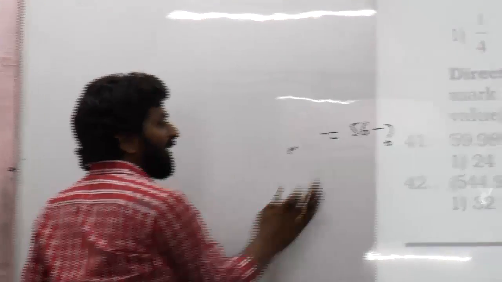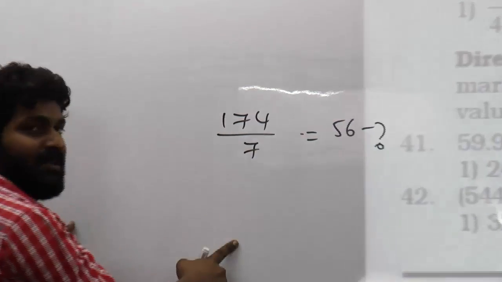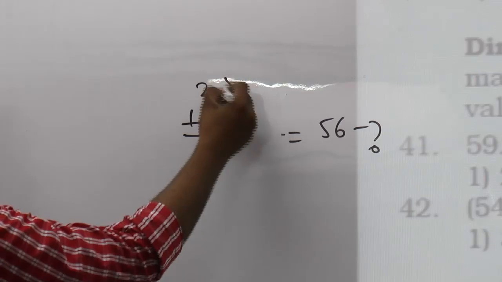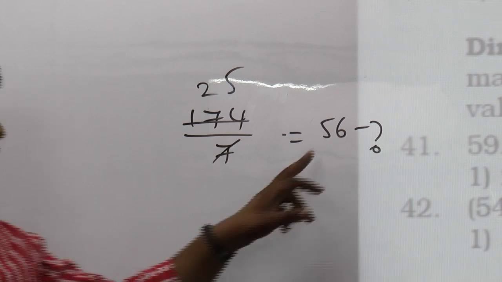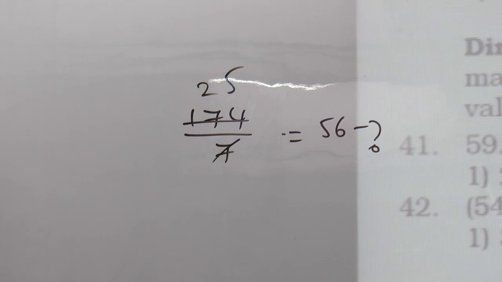So the left hand side part is 174 by 7. 7 how many times? 7 twos are 14. 34 you have. 5. How much should be subtracted from 56 to make it 25? 31. You must subtract 31.